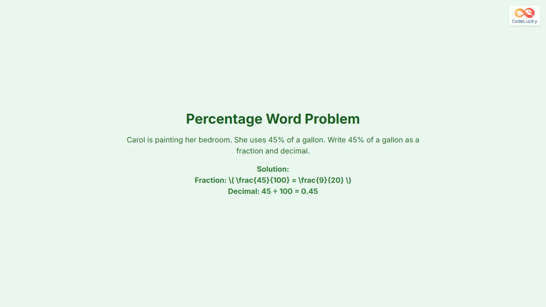Carol uses 45% of a gallon of paint. To write 45% as a fraction, place 45 over 100 and simplify to 9/20. To write it as a decimal, divide 45 by 100 to get 0.45.